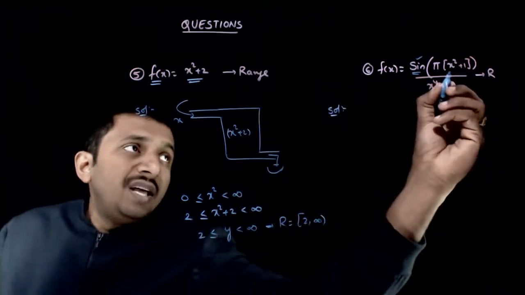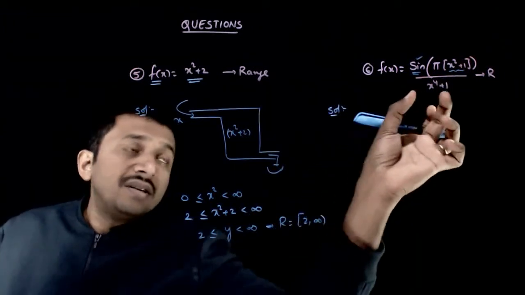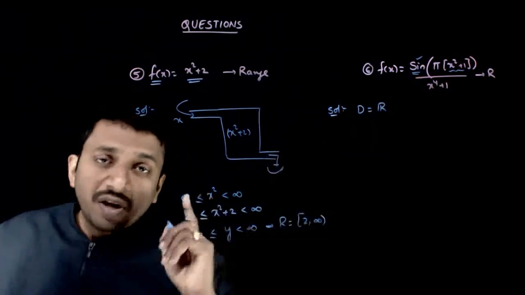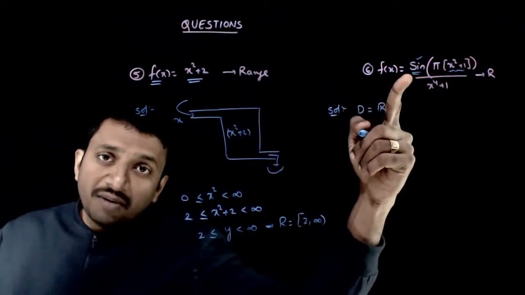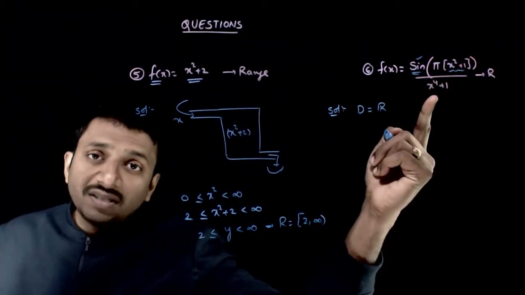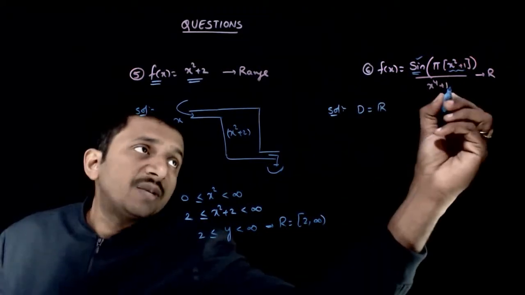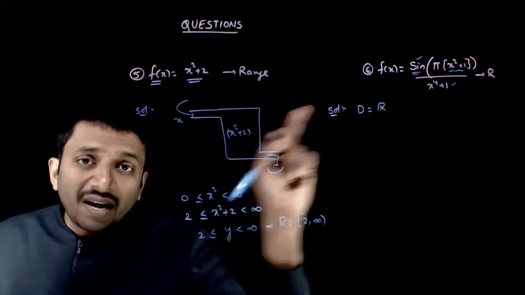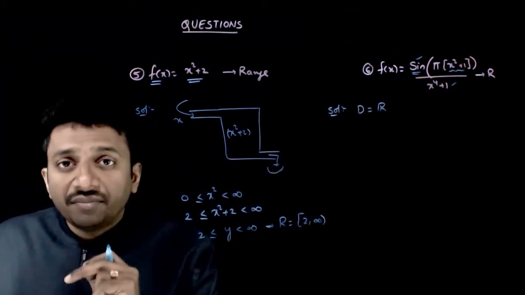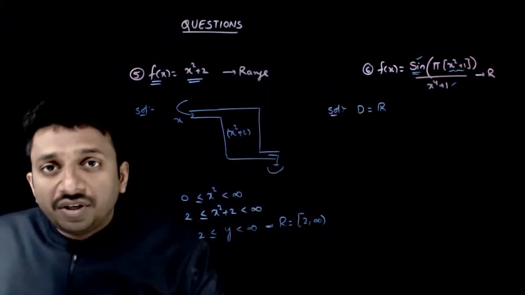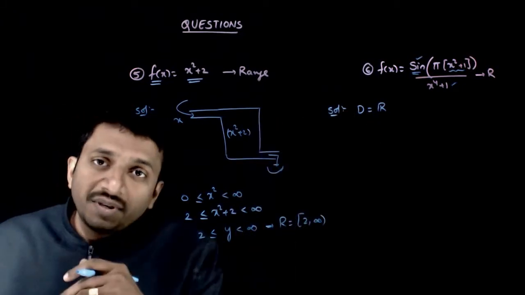So now, as x changes, what is the domain of this function? The domain of this function is all real numbers, because sine is defined for all real numbers, integer part is defined for all real numbers, and x power 4 plus 1 is defined for all real numbers, and x power 4 plus 1 is never equal to 0. The rational function might have a problem if the denominator is 0, but x power 4 is positive, plus 1. This will never be equal to 0. Hence the domain is all real numbers.